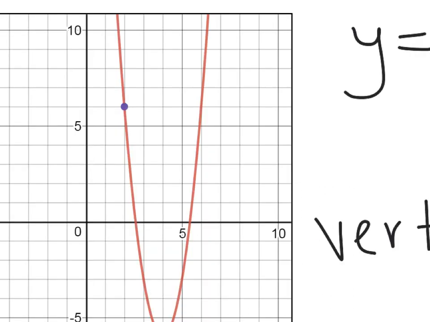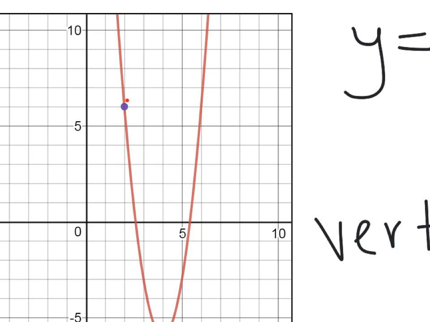If I zoom in a little bit closer to my parabola, I see that there is a point that was marked for me with a blue dot. So I could choose to use this marked point, or if I really want to, I could pick my own point. I'm going to go ahead and use this marked point. Let's just keep it simple.